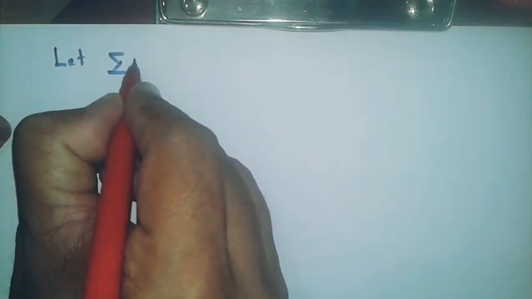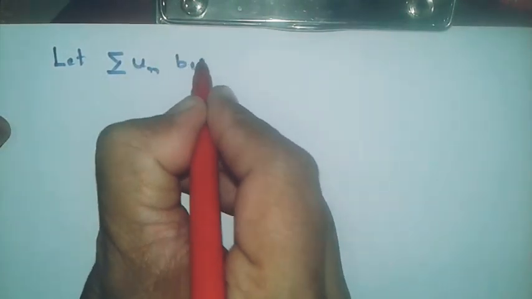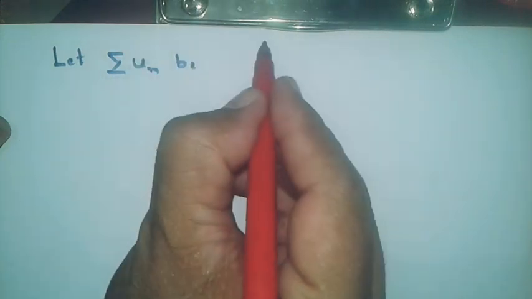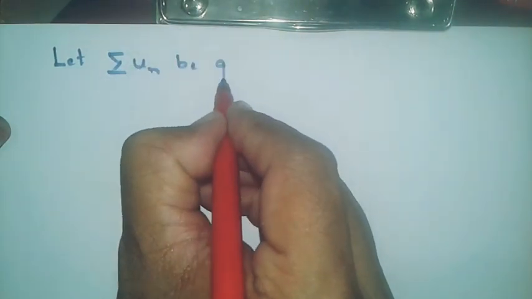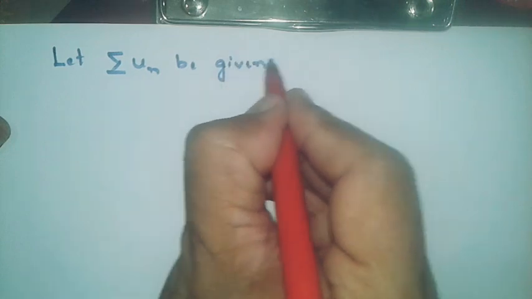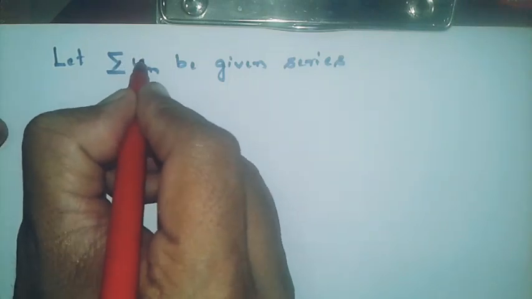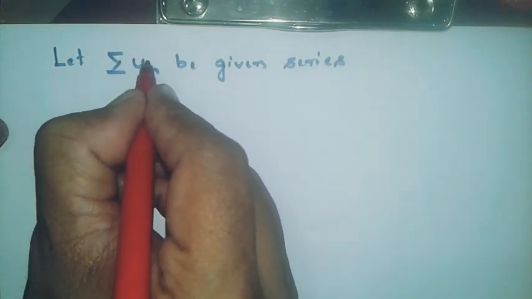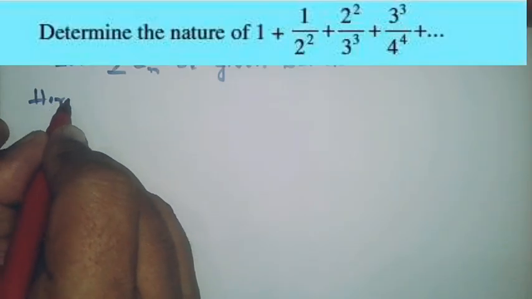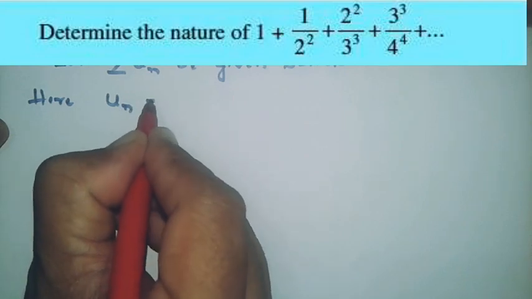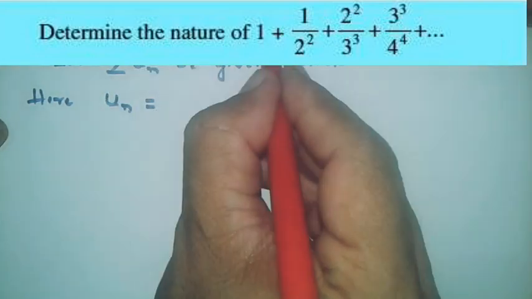So let summation un be the given series. Whatever is the given series here, we shall take that series as summation un. Now our duty is to find the nature of this summation un. Now the first job is to find out what is un, that is the nth term of the series. Here un, the nth term of the series, we are now writing by looking at the series.